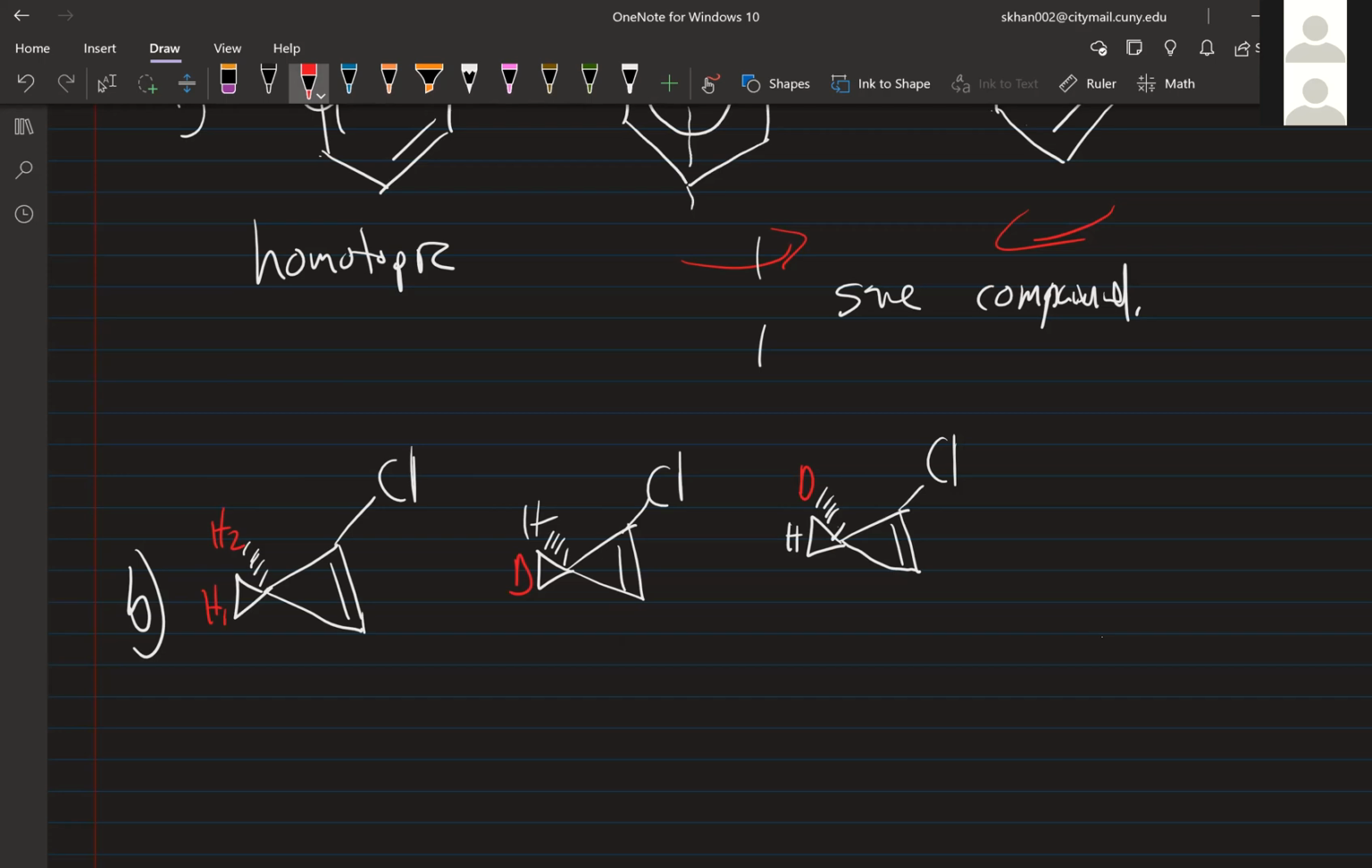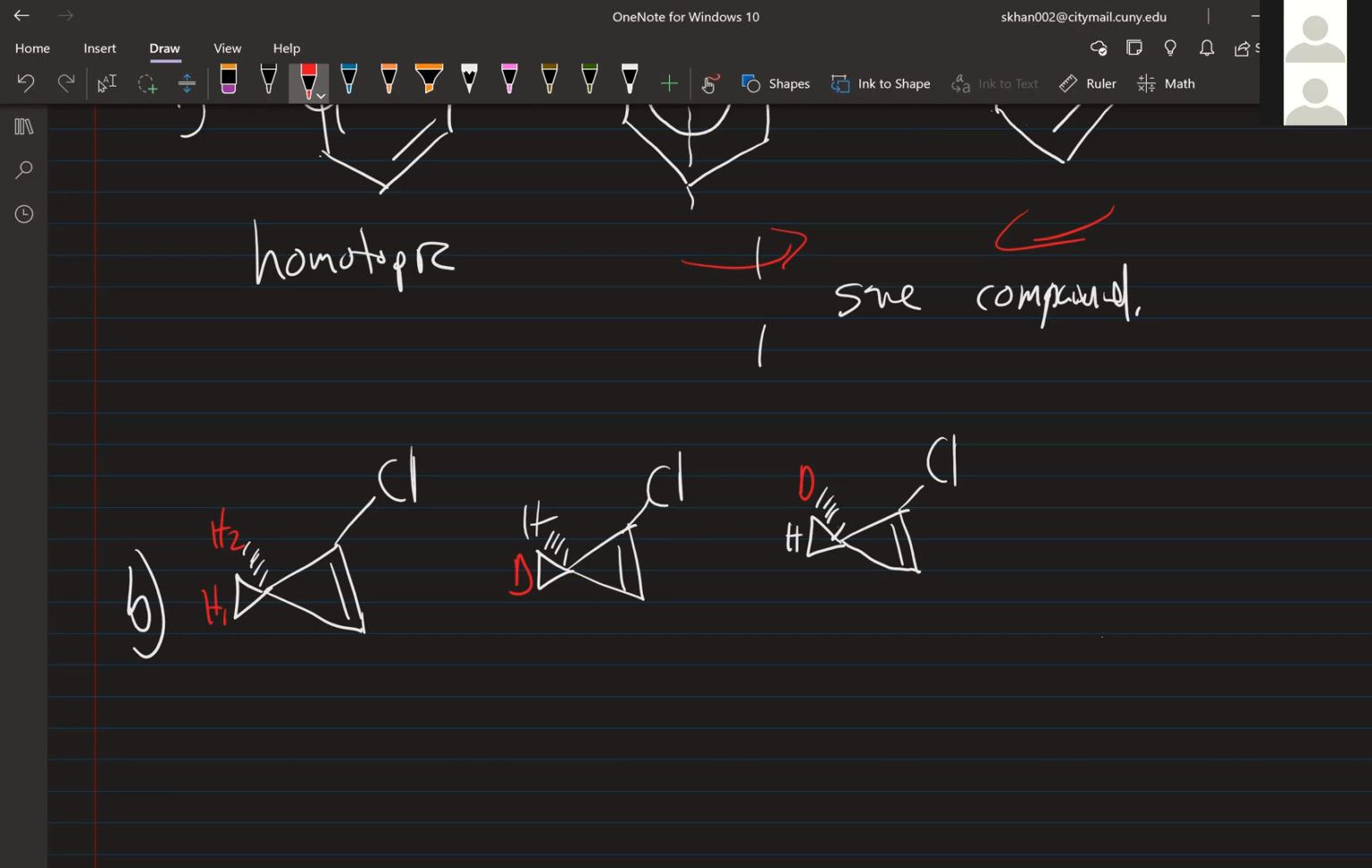So are those the same? Are they diastereomers? Are they enantiomers? So Isabella says enantiomers. Okay, so no other takers, but yeah, they're enantiomers, right? Lena agrees as well, right?